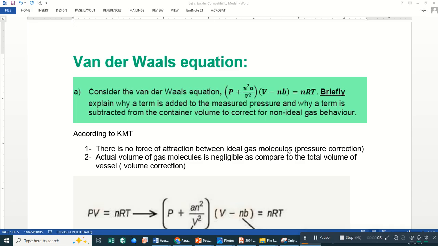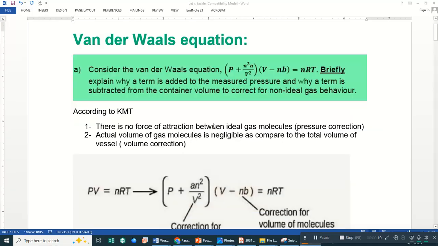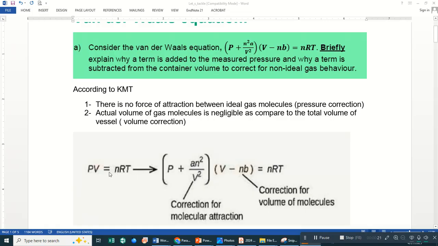Today we will discuss van der Waals equations. First of all, we will see from which equations that equation is derived. Basically, the van der Waals equation is derived from the general gas equation. What is the general gas equation? PV = nRT. This general gas equation is used for ideal gases, not for real gases.